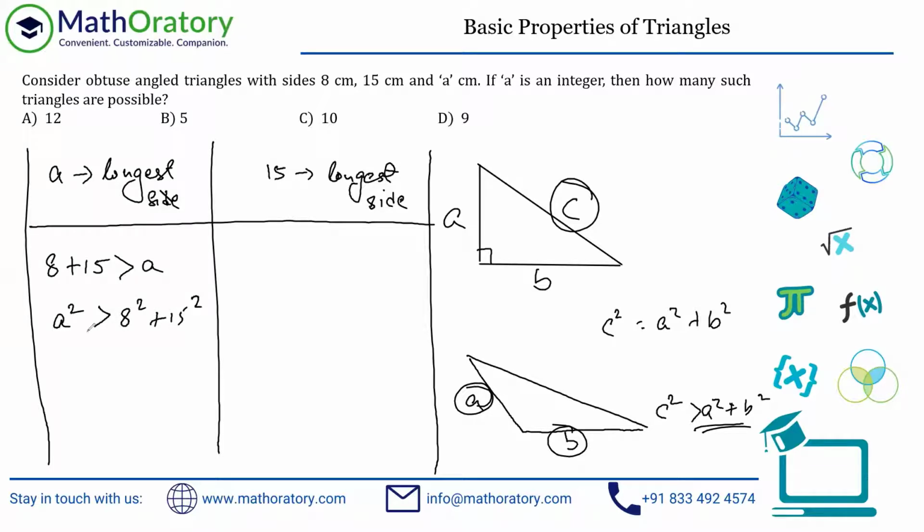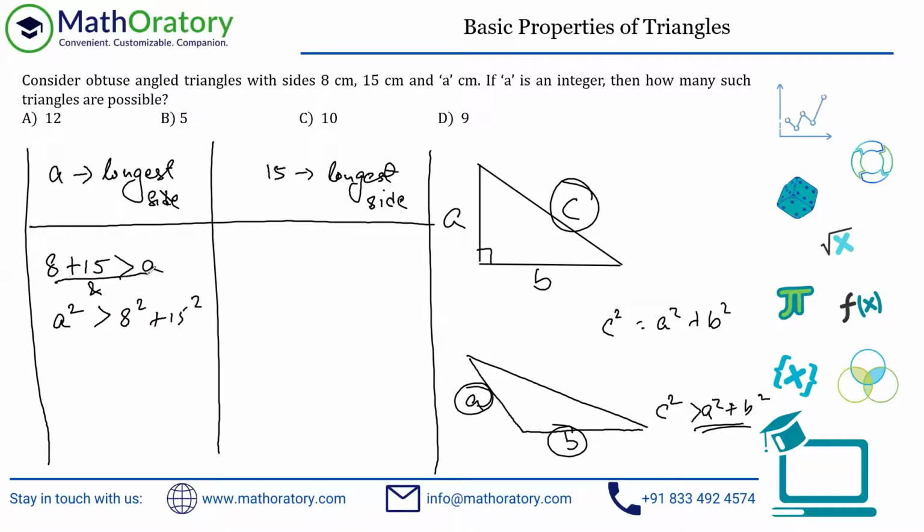So notice how I am representing this. I'm not looking at this part anymore. I'm just imagining it with respect to a right angle triangle. For a right angle triangle, the longest side A square will be equal to 8 square plus 15 square. For obtuse, it has to be greater than, right? So just use these two in conjunction. There's an "and" here. Both of the conditions have to be met.